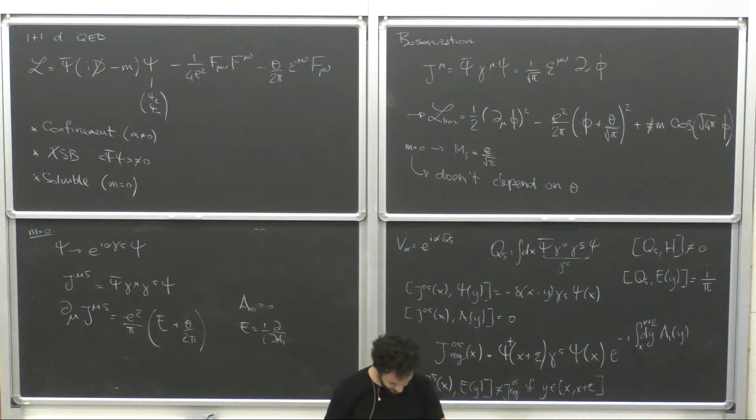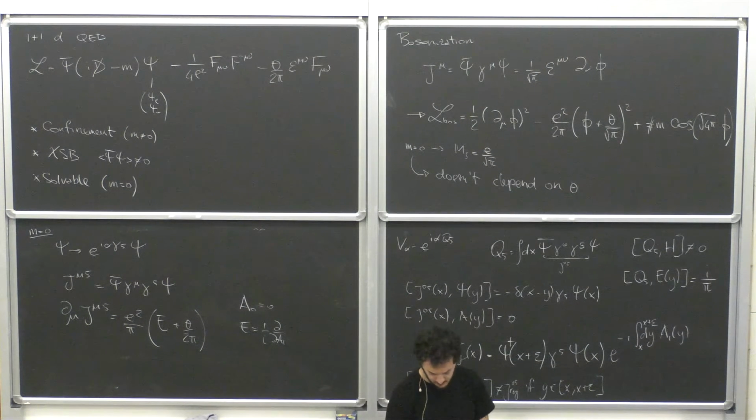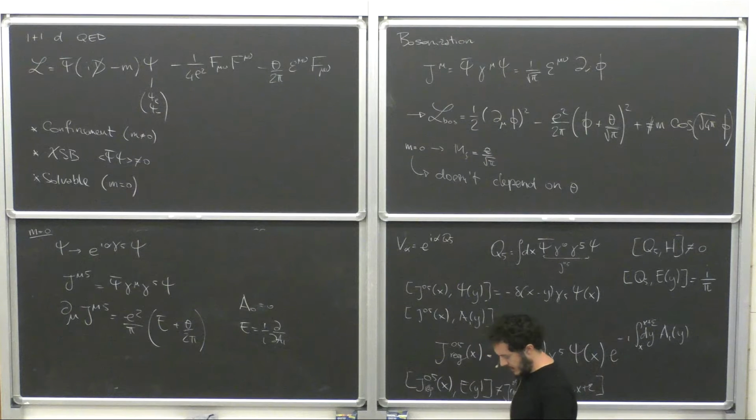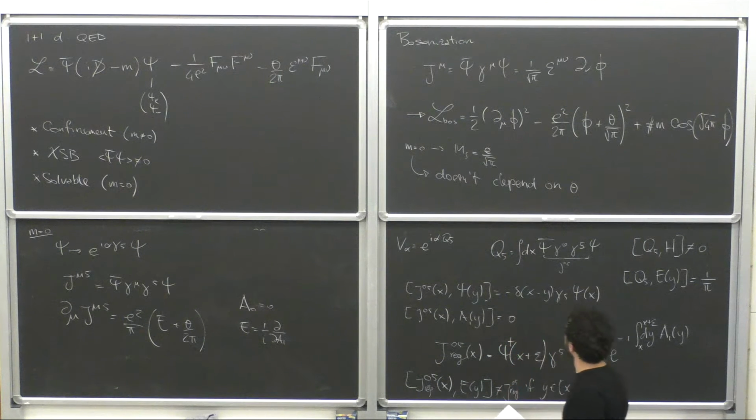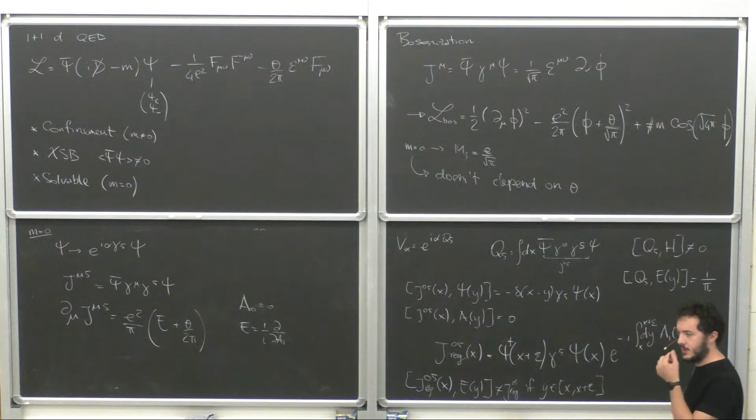Do you have a choice to regularize one of the currents and not the other? Could you choose to make the J5 current conserved but not the vector current? I think in principle you could. I mean, what I'm doing is choosing a very specific regularization. In this case, this is what happens, but I think in principle you could.